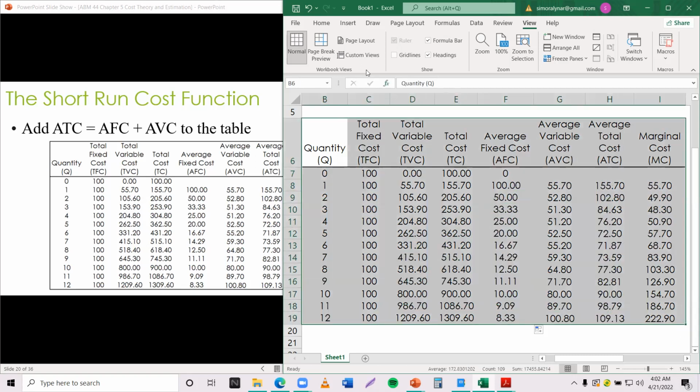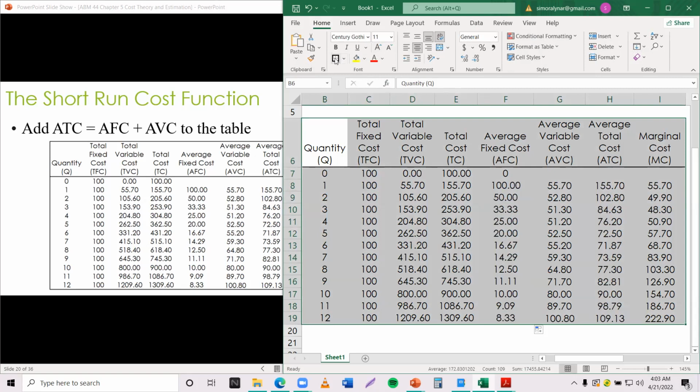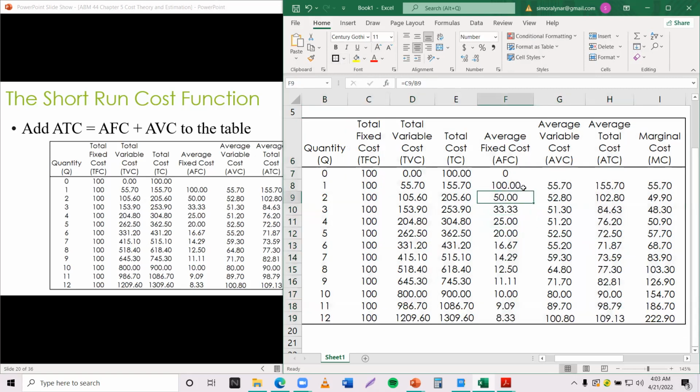So, let's assume na we are done. Okay, 150 up to 8.33. Yung ana nakadali pangitaon ang average fixed cost. So, gi-divide na gyud nimo ang TFC over the quantity.